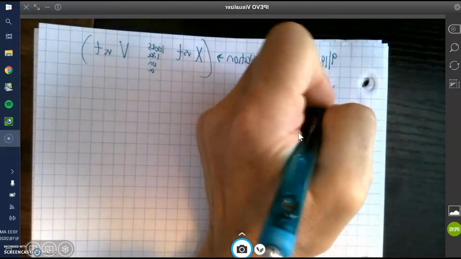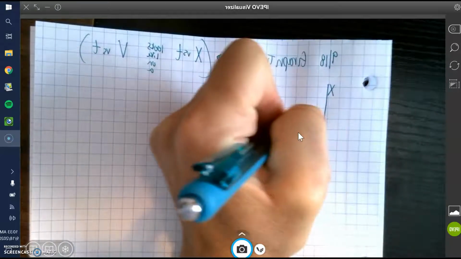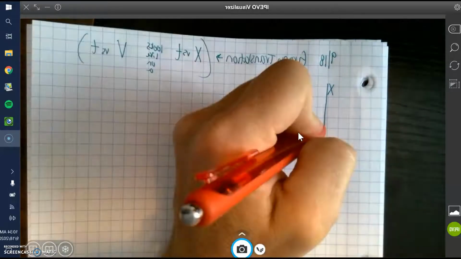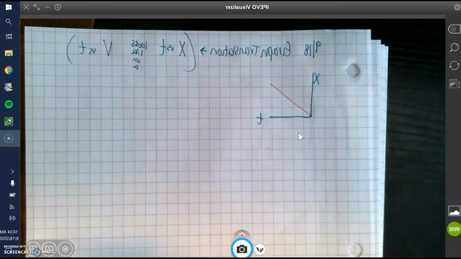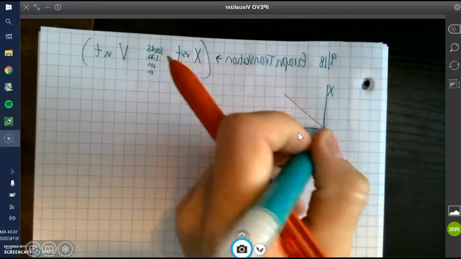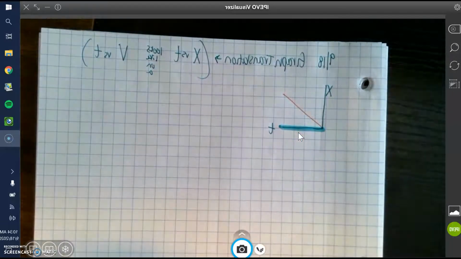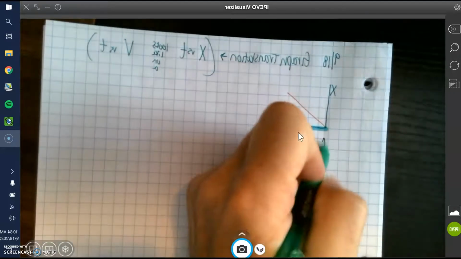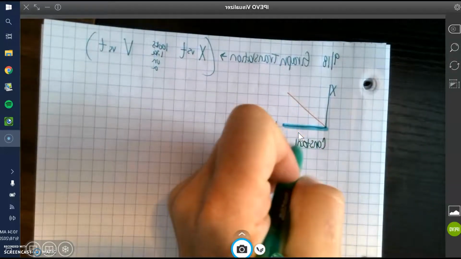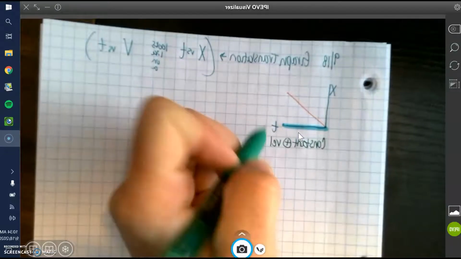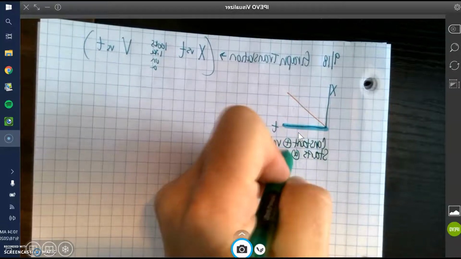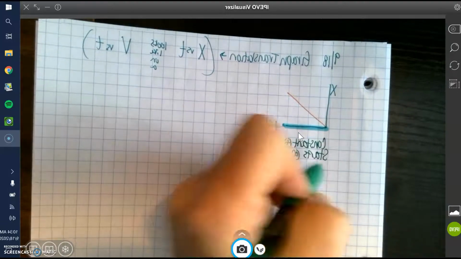The first one is position, here's time, and the line would be like this. We hopefully understand that the frame of reference is our x-axis right there. And what we would say is that we have a constant positive velocity, that it starts at the frame of reference and that it moves away.